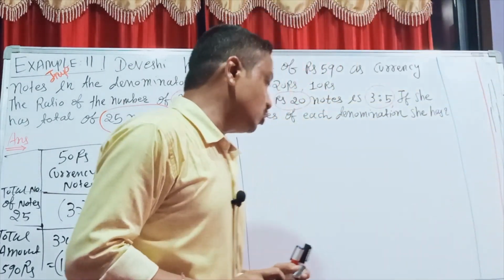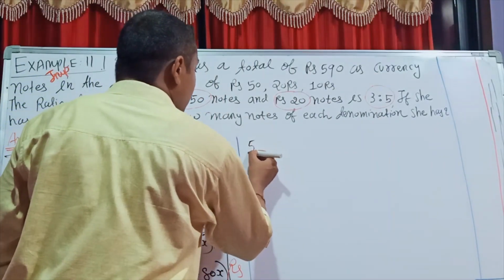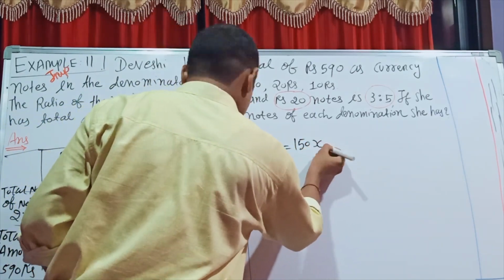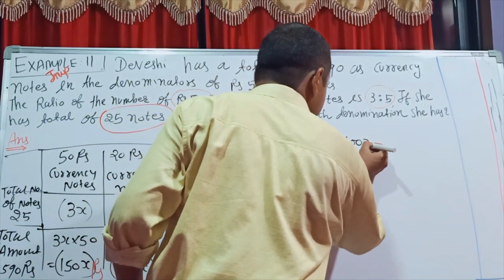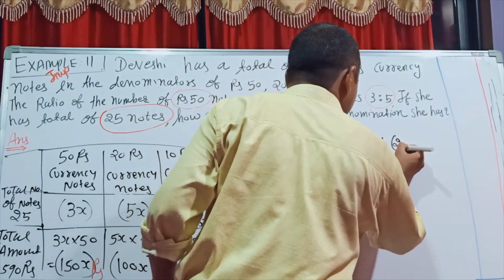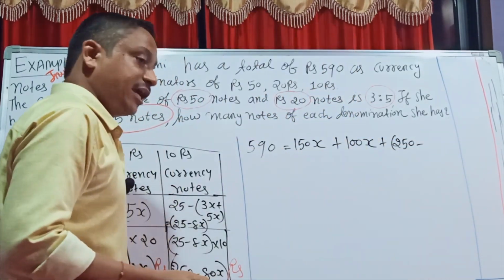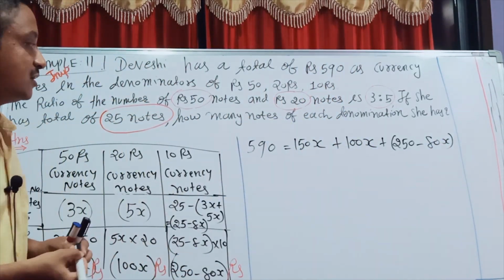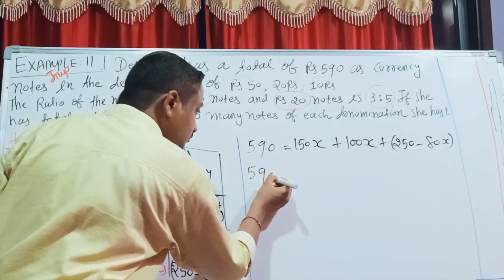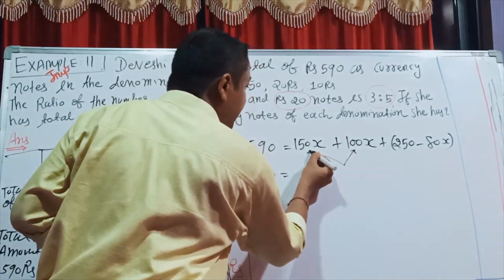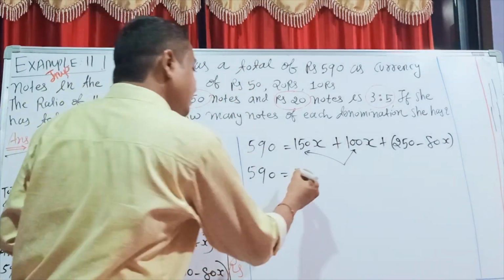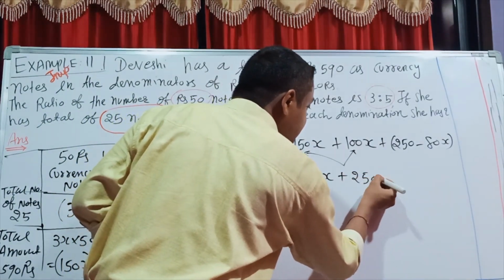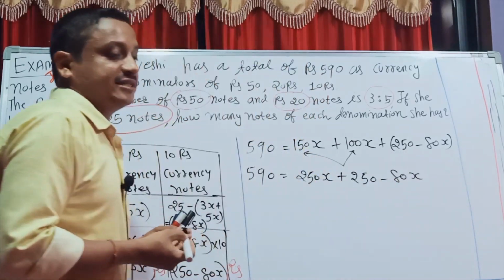Now, students, I go to the total amount. How much total amount? 590 is equal to the first 150x, the second 100x, and the third 250 minus 80x. Now students, you follow the like terms. So 590 is the same. How much are these two? Yes, 150 plus 100, it is 250x. And plus 250 minus 80x. You just show it as it is.